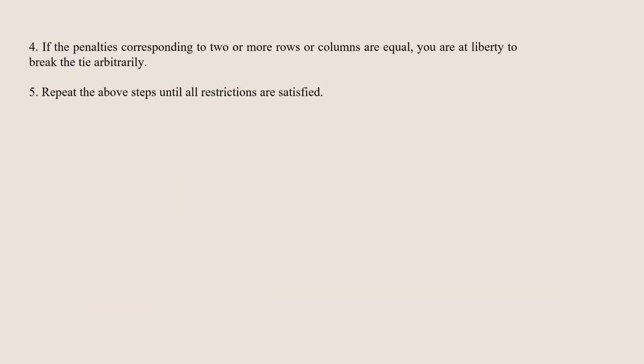What is the fourth step? If the penalties corresponding to two or more rows or columns are equal, we have the liberty to break the tie arbitrarily. After that we have to repeat the above steps until all the restrictions are satisfied.